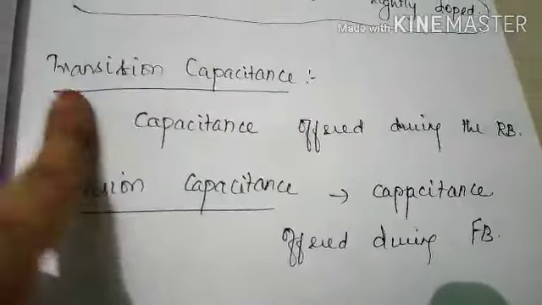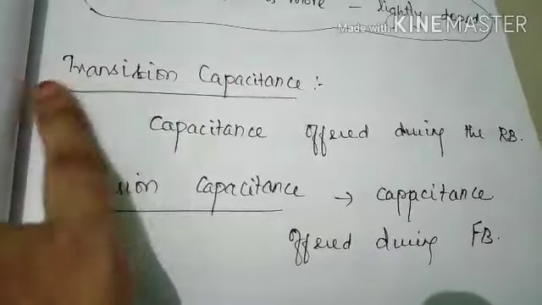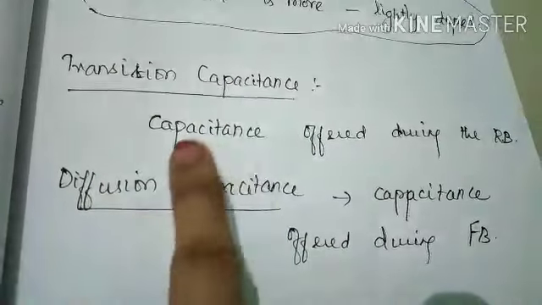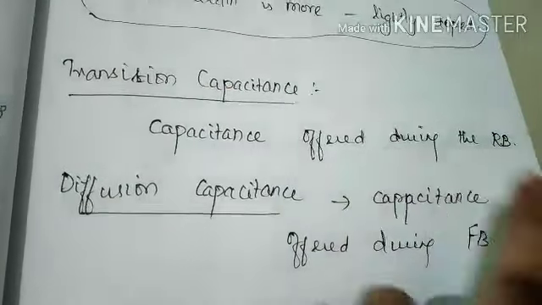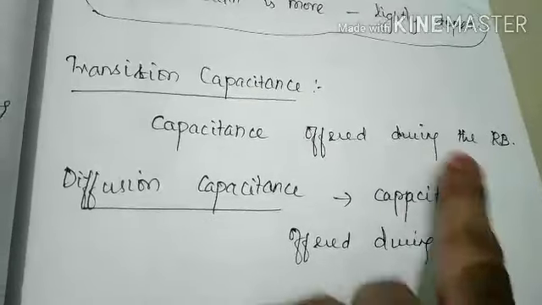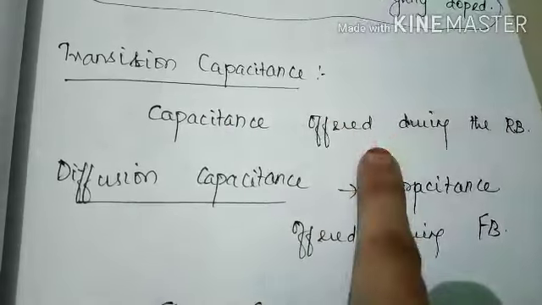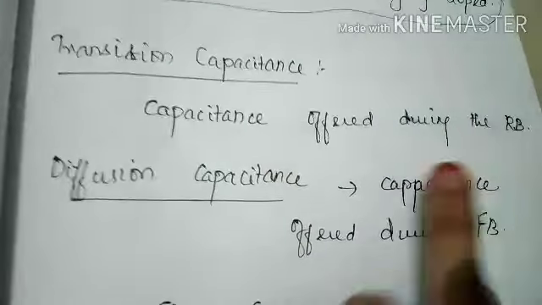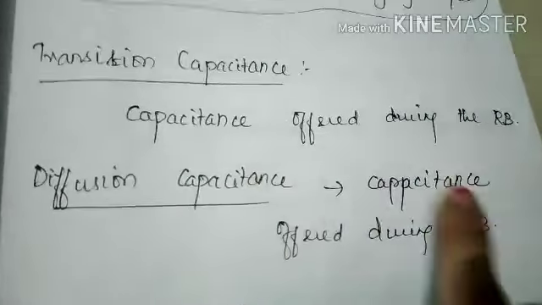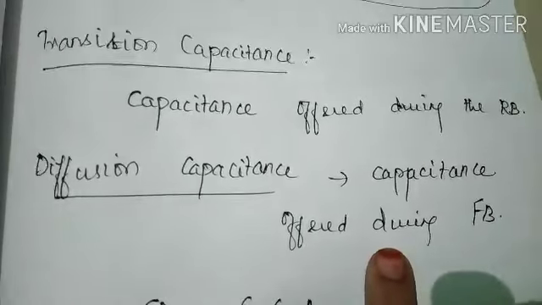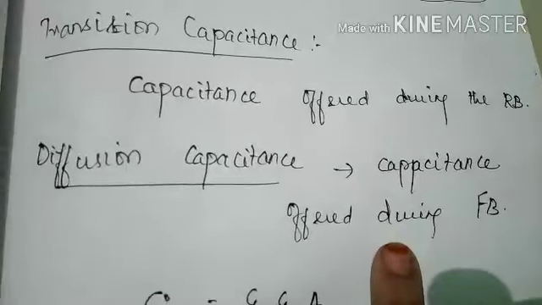The next point is transition capacitance. What is meant by transition capacitance? It is the capacitance offered during the reverse bias condition. Diffusion capacitance is the capacitance offered during the forward bias condition.